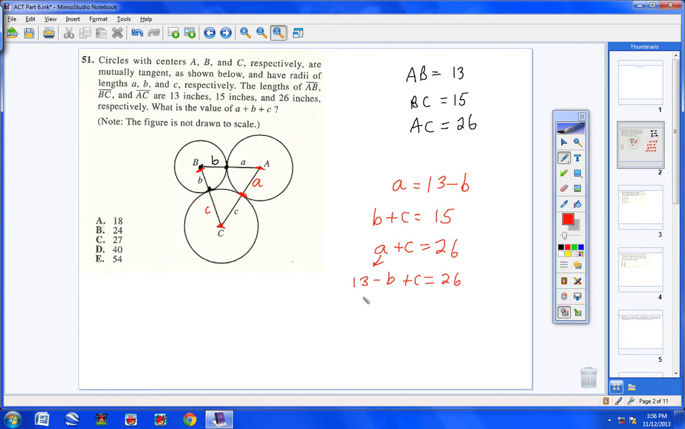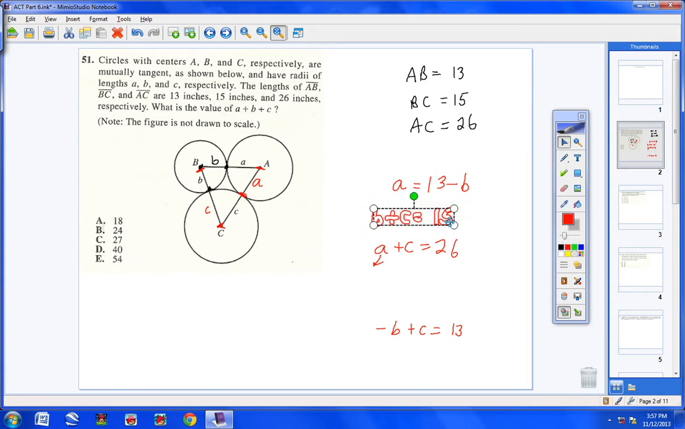Then I'm going to simplify this equation, so I'm going to make this equation a little easier to see. I'm going to bring the 13 over, and when I bring this positive 13 over, it becomes a negative 13. So now I have negative B plus C equals 13, because 26 minus 13 would be 13. So now this equation here is really gone, to be honest with you. I don't need this equation anymore. I've simplified it, and so I can very quickly get rid of that.